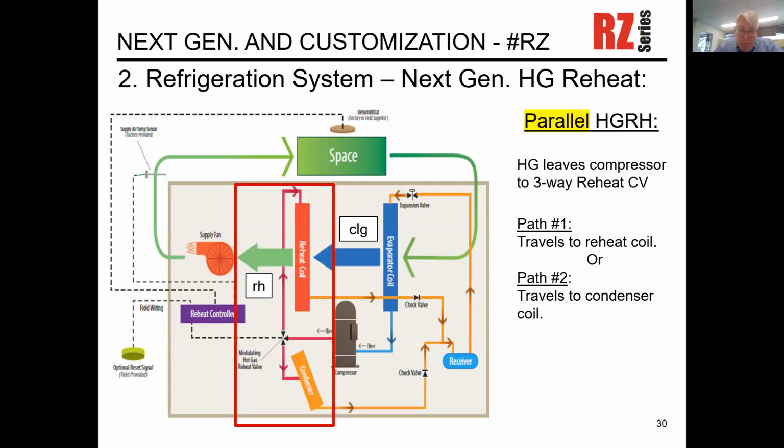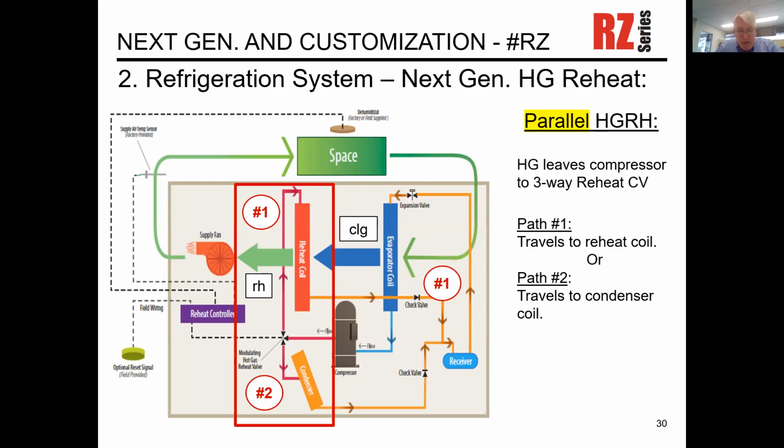And then path one is your hot gas can travel to your reheat coil, or path number two, it can travel to your condenser coil. Once again, this is depicted by leaving one port on the hot gas reheat valve. It then travels to your reheat and then travels back, bypassing the condenser.